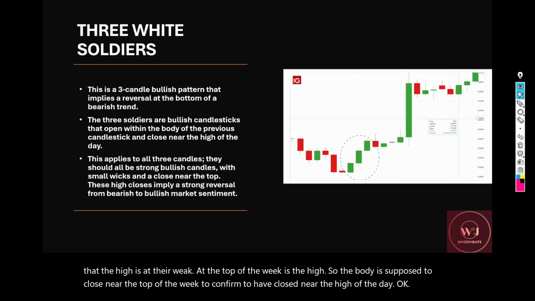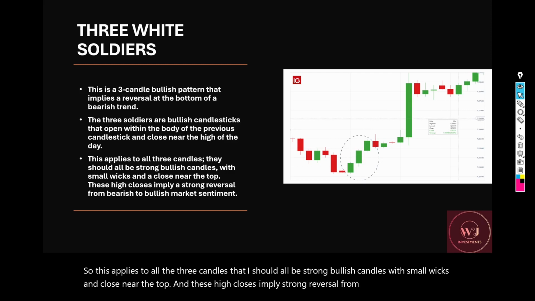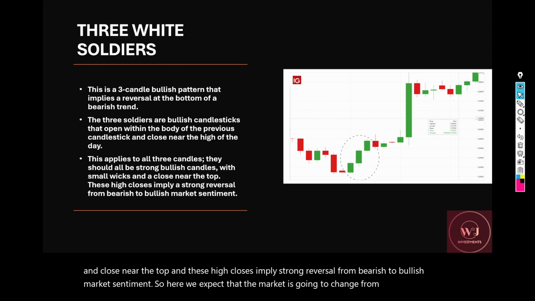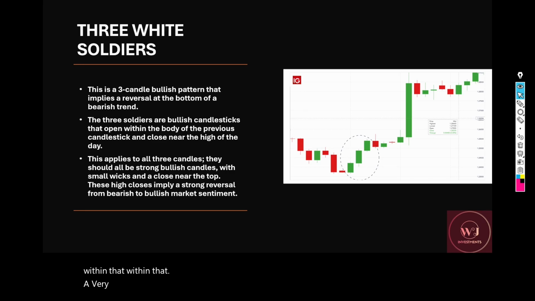So this applies to all the three candles. They should all be strong bullish candles with small wicks and close near the top. And these high closes imply strong reversal from bearish to bullish market sentiment. So here we expect that the market is going to change from a downtrend into an uptrend. And if it's not a successful change in trend, we shall get a very big retracement or a very big correction within that downtrend.